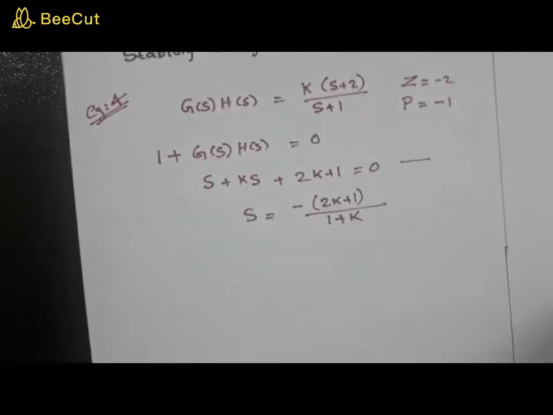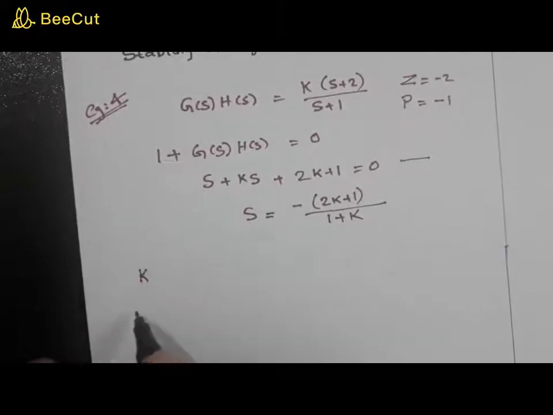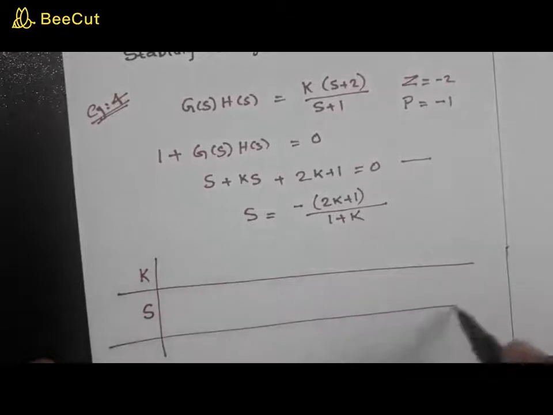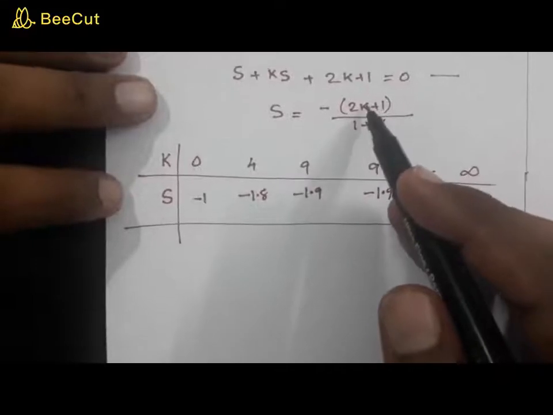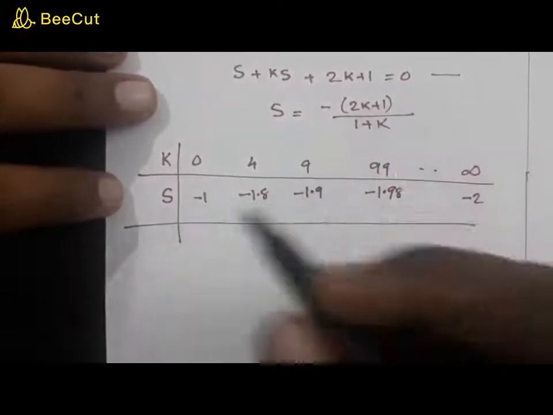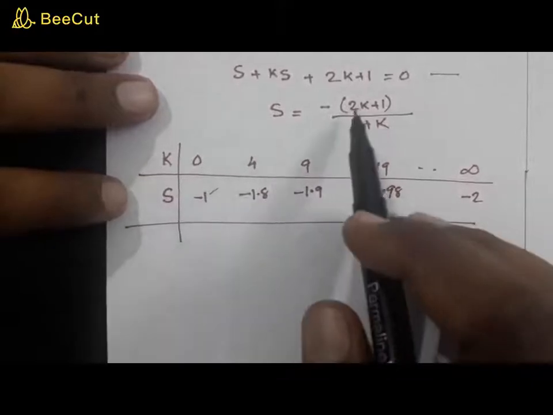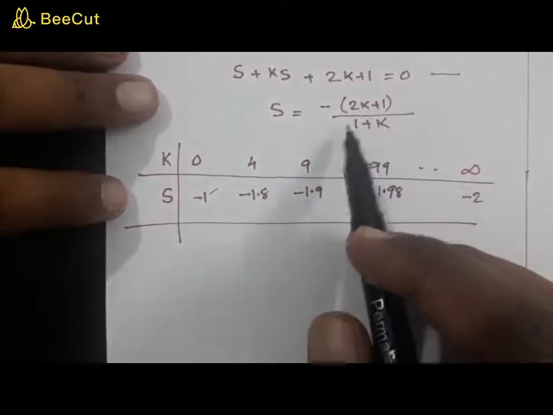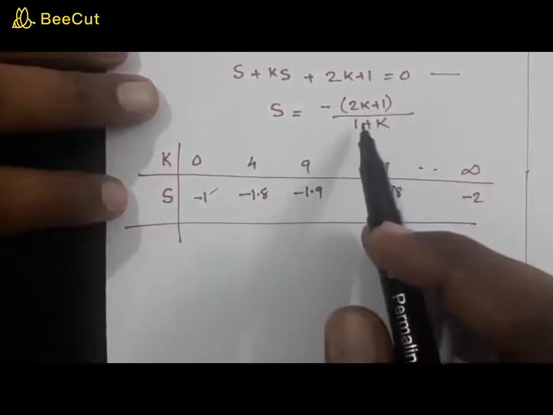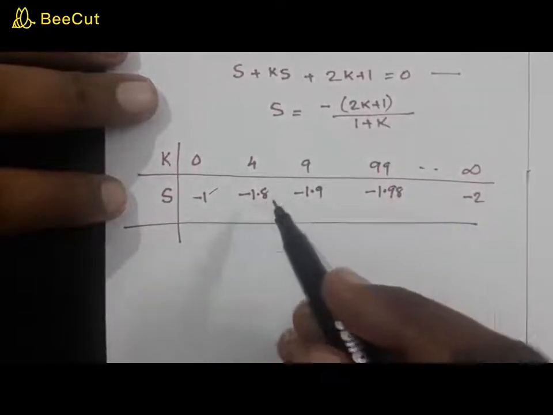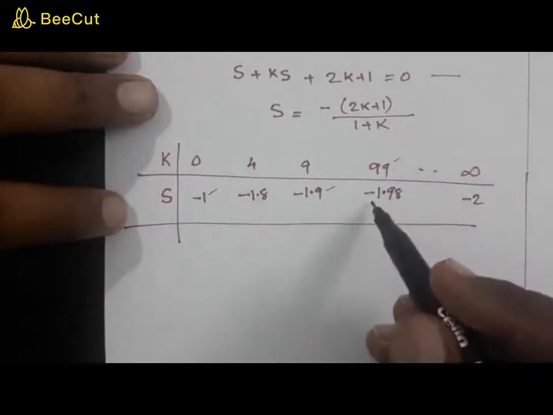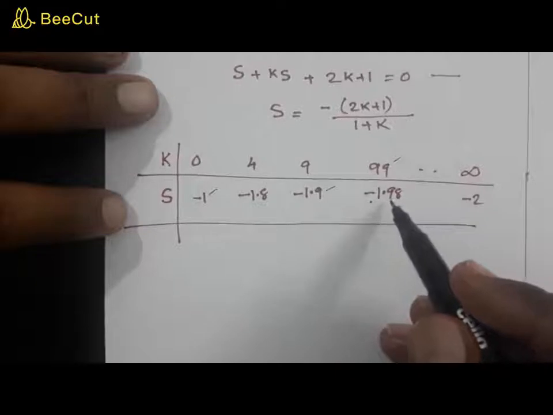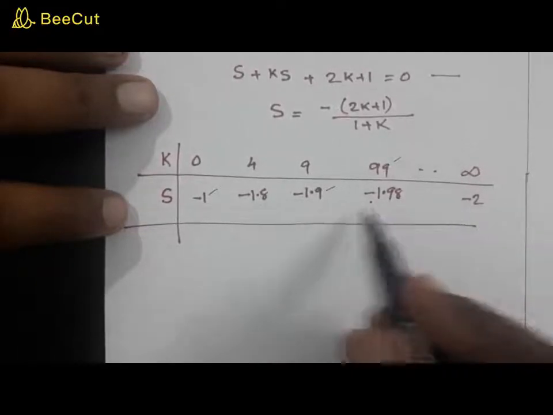Now as earlier, I am just going to put some values for k and find out various values of s. Look at this. When you put k is equal to 0, what's the answer? This is 0, so s will be minus 1. When k is equal to 4, this becomes 8 plus 1, 9, divided by 5, right? So that is minus 1.8. And just put 9, see that this is minus 1.9. At 99, it becomes minus 1.9888. So it's remaining at minus 1, right?